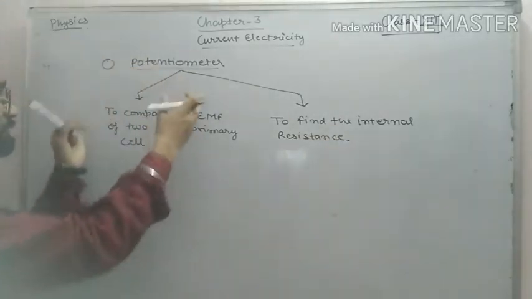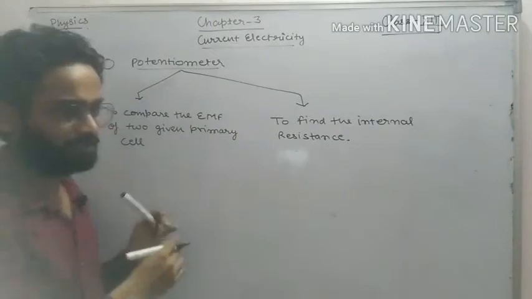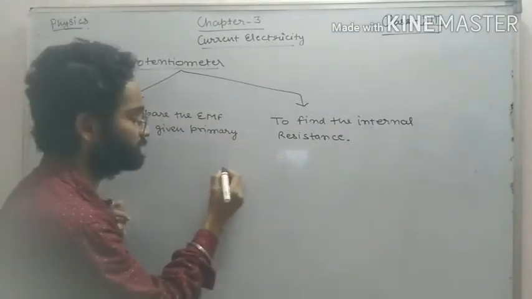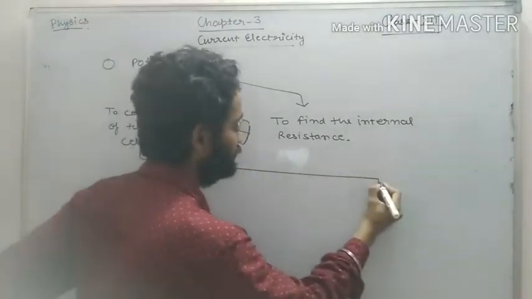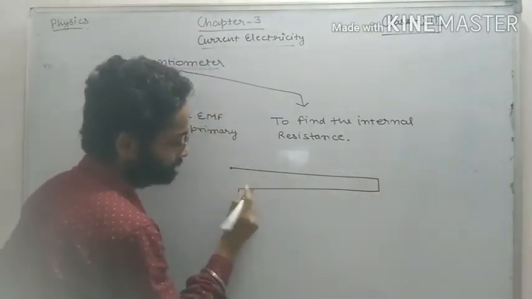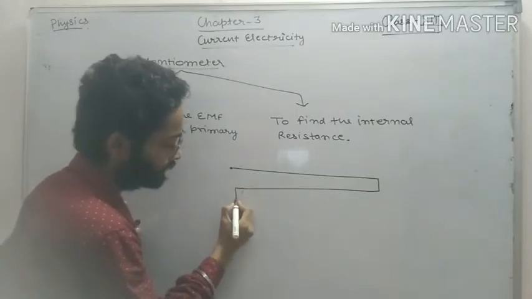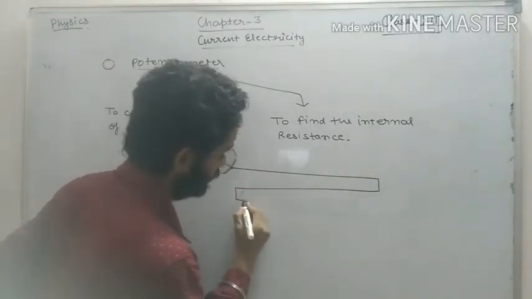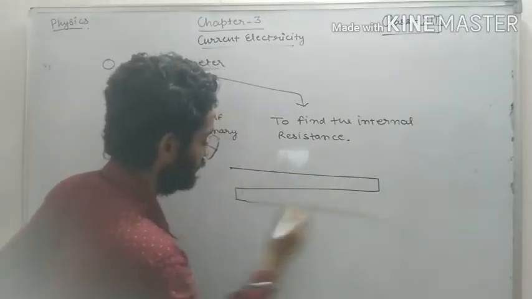The circuit of this potentiometer is made in a very critical manner, but you need not worry about that. You have to just make the circuit. It has turns of wire in many layers, like I'm making it.